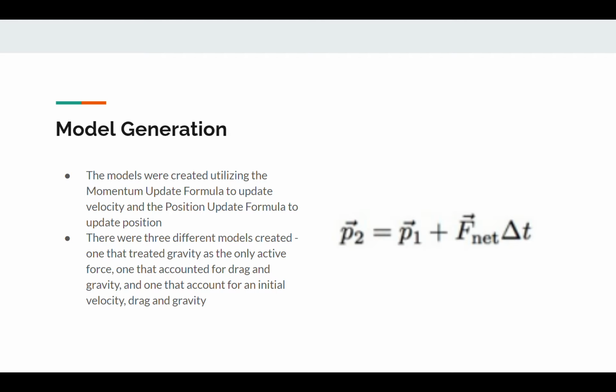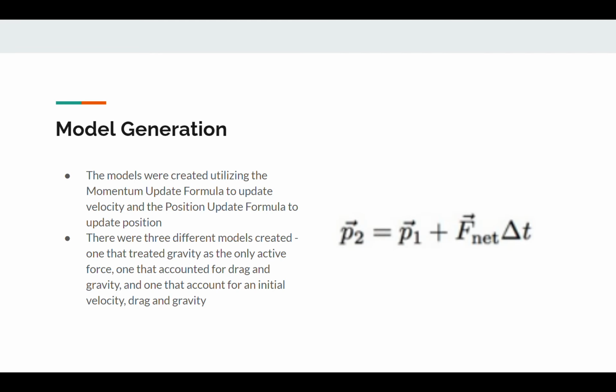Then we created another model that accounted for drag and gravity, and the only way this was different is that in the previous model the net force stayed the same, but in this model the net force changed each time as it was updated by the square of the current speed and some proportionality constant, which I, through some research, found to be, I believe, 51 times 10 to the negative 6th or 7th for paper. And what that did is it updated the net force each time, and by updating the acceleration each time, it also changed the way the velocity was updated, and it still utilized the momentum update formula and the position update formula to update position and velocity.